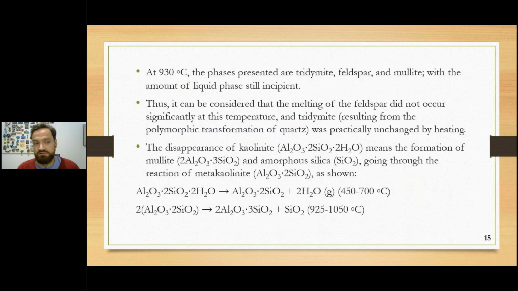At 1930 degrees Celsius, the phases presented are tridymite, feldspar, and mullite, with the amount of liquid phase still incipient. Thus, it can be considered that the melting of the feldspar did not occur significantly at this temperature, and tridymite, resulting from the polymorphic transformation of quartz, was practically unchanged by heating.